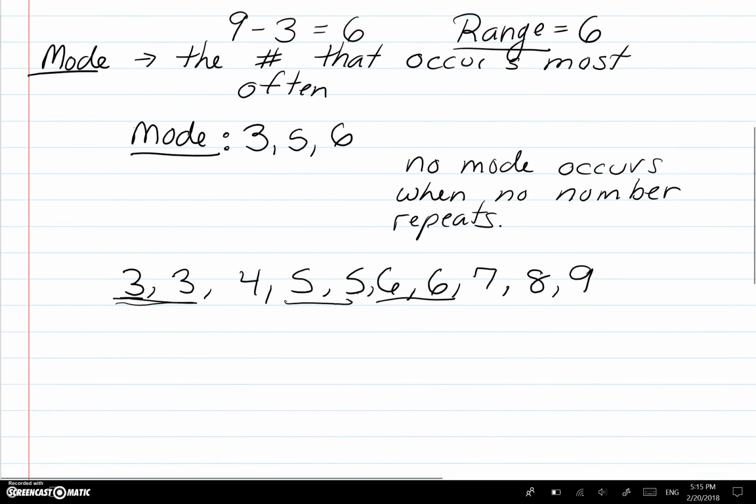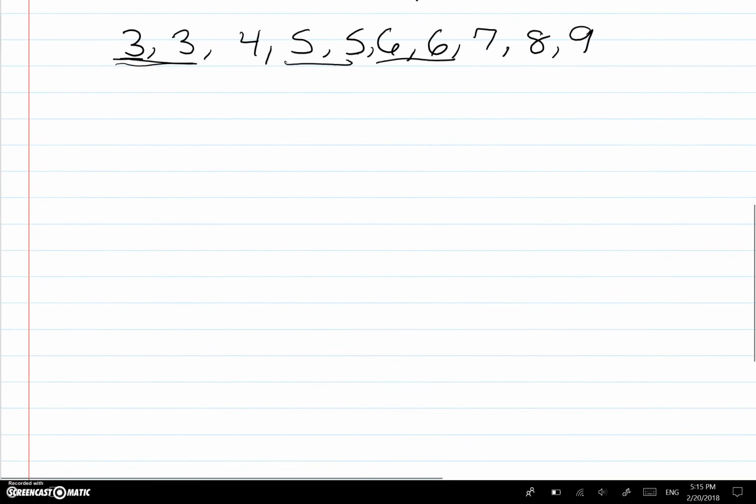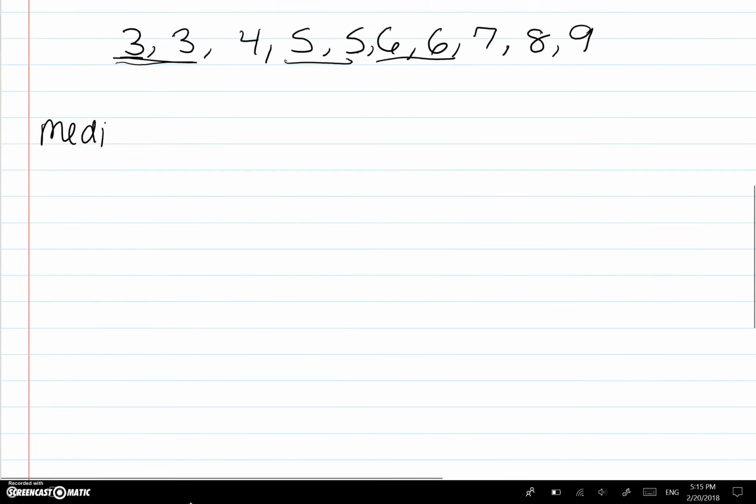And we found the range, we found the mode. Next thing we're going to find is called the median. Whoops, I need to go back to my pen. Median. The median is the number in the middle.